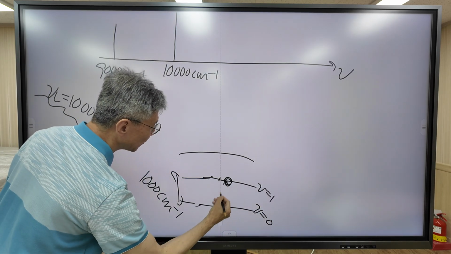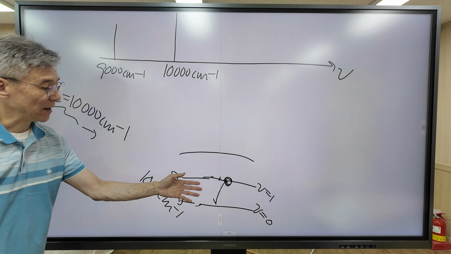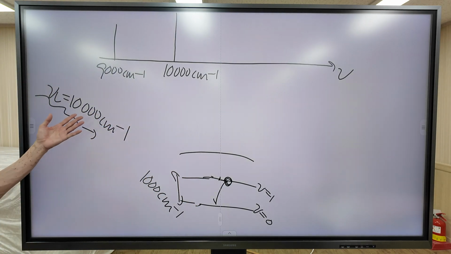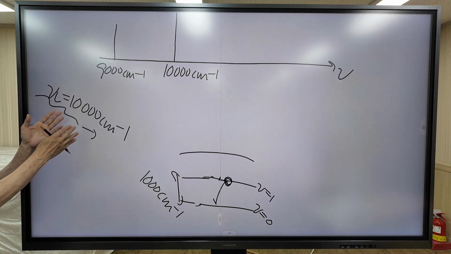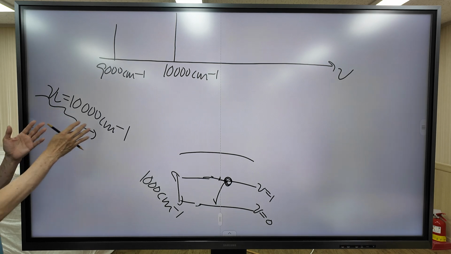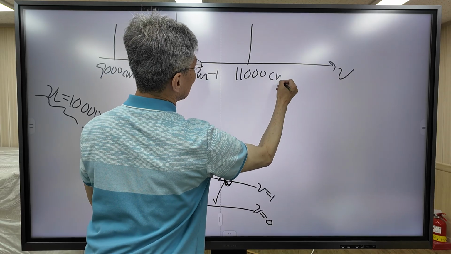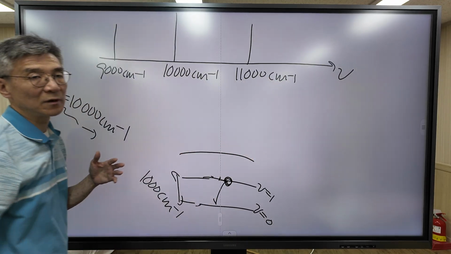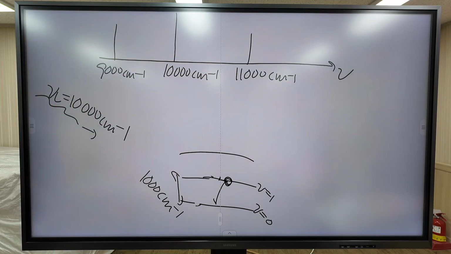And make a transition to V equal 0, and release energy 1000. This energy is transferred to the light, and this light gains energy of 1000. So the scattered light gains energy 1000. It appears at 11,000 wave number. This is the anti-Stokes Raman scattering. This is the peak that appears in this experimental setup.